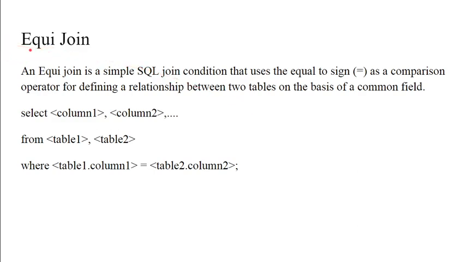Next type of join is equijoin. An equijoin is a simple SQL join condition that uses the equal to sign as a comparison operator for defining a relationship between two tables on the basis of a common field. The syntax is select column 1, column 2 from table 1, table 2, where table 1 dot column 1 is equal to table 2 dot column 2.